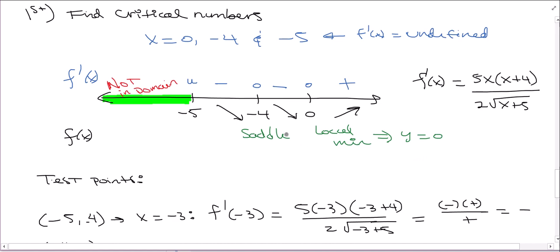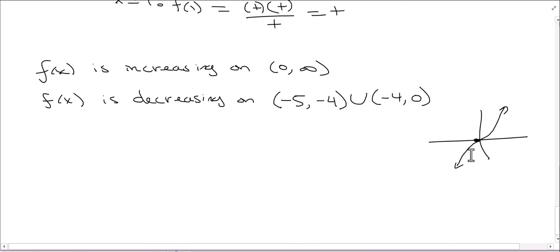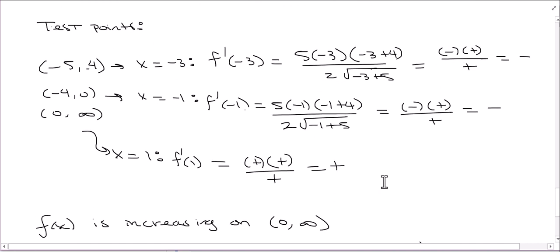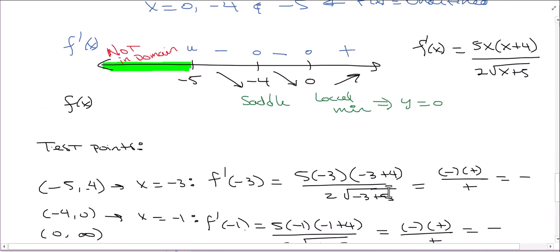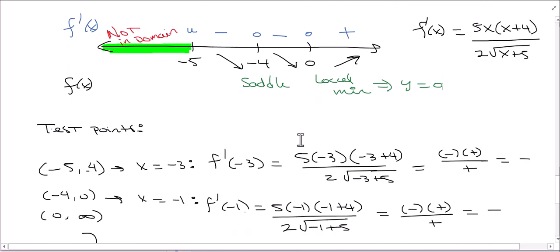So it'll be interesting to look at the graph of this function because it starts at -5 and then it decreases and it does something funky, probably like a saddle, kind of like the x cubed that is called a saddle, right? It doesn't change from increasing to decreasing or the other way around. So then we call it a saddle, and then you have a local min at 0.